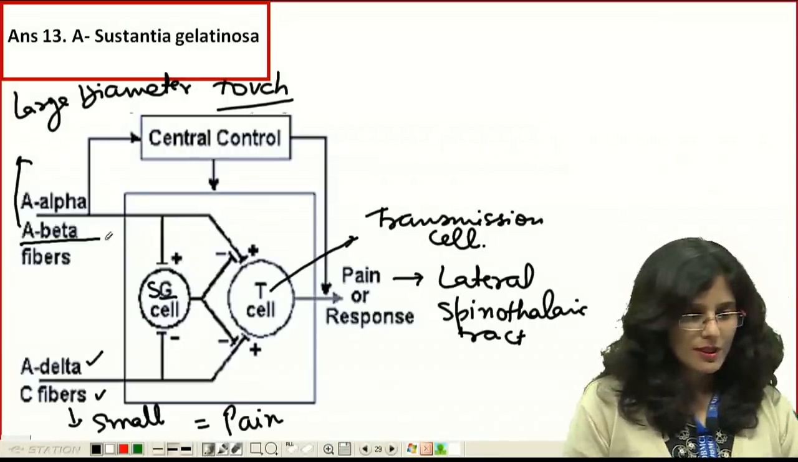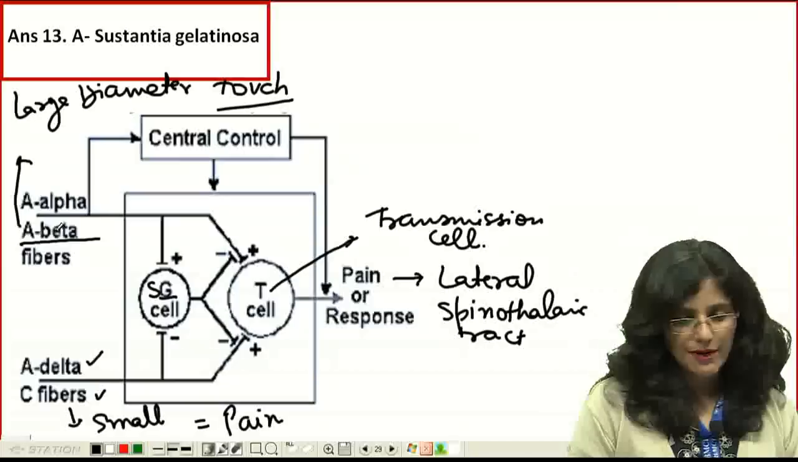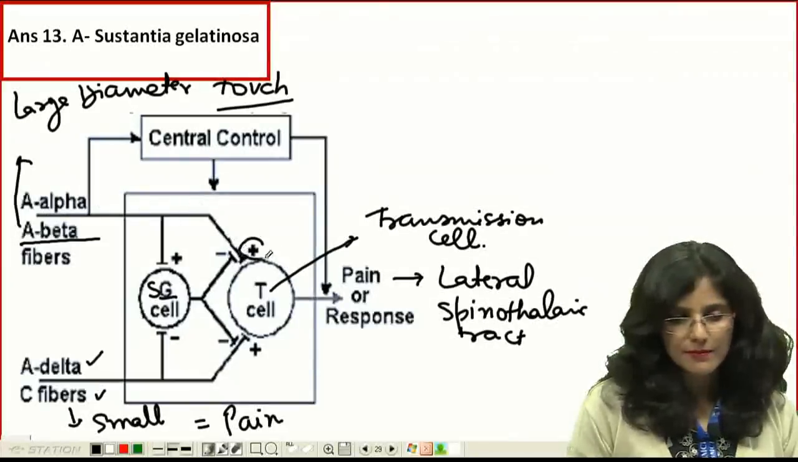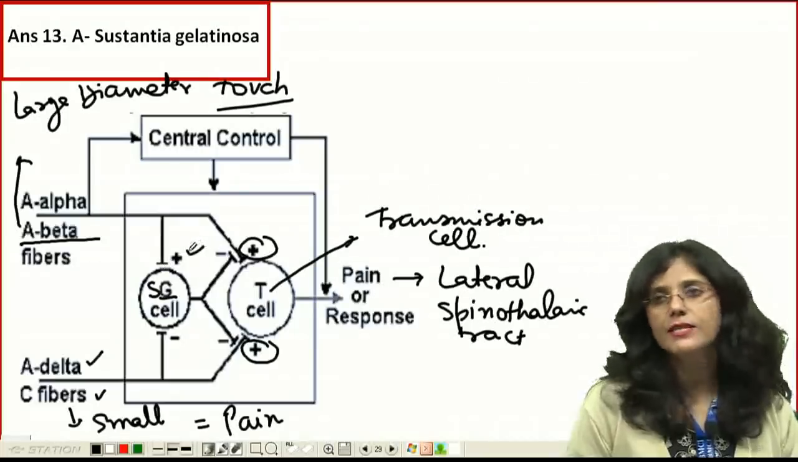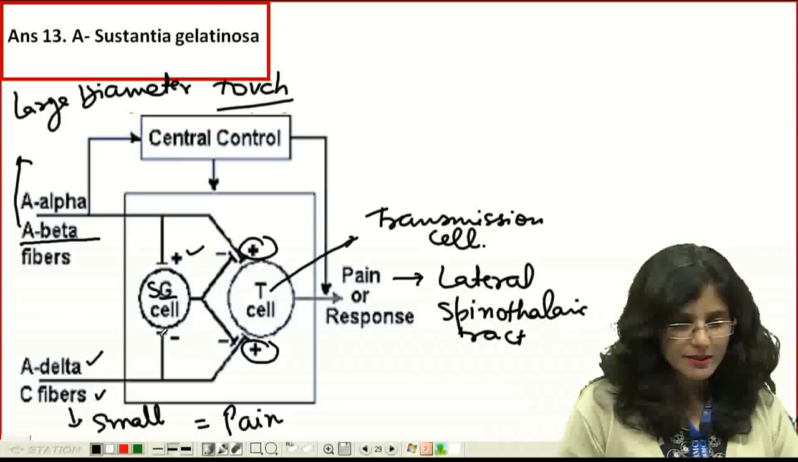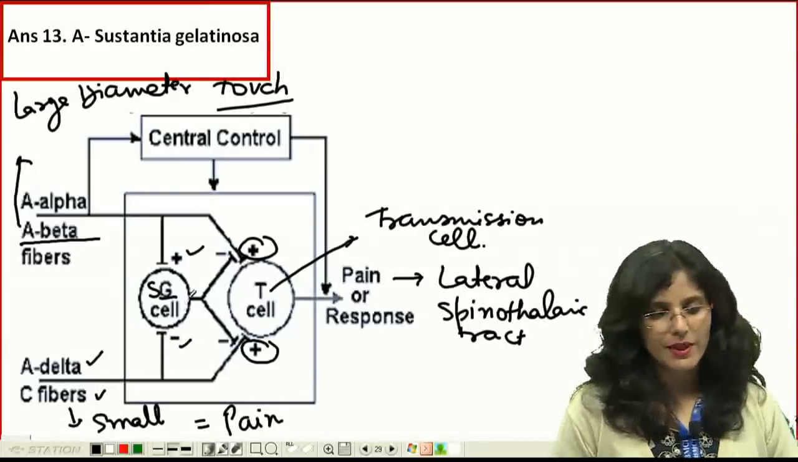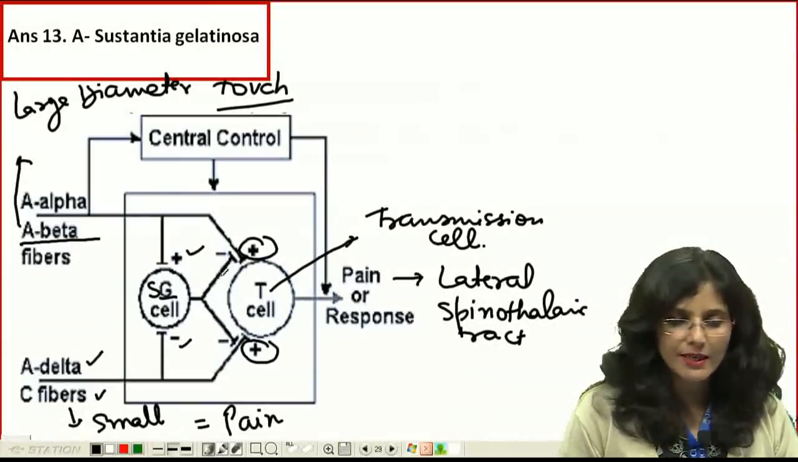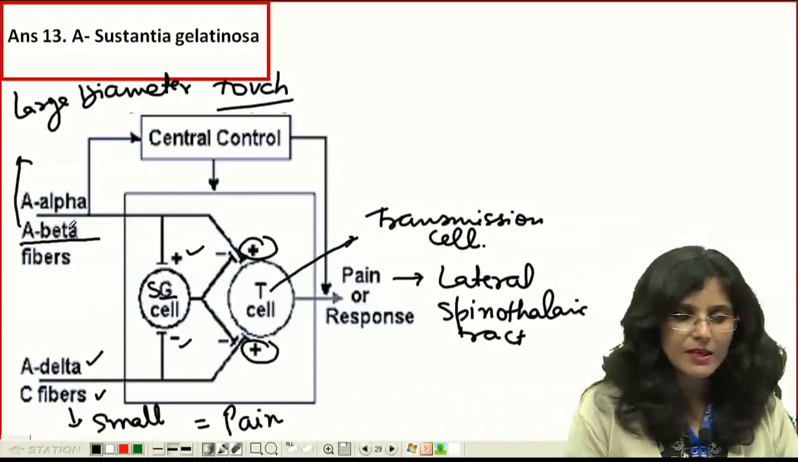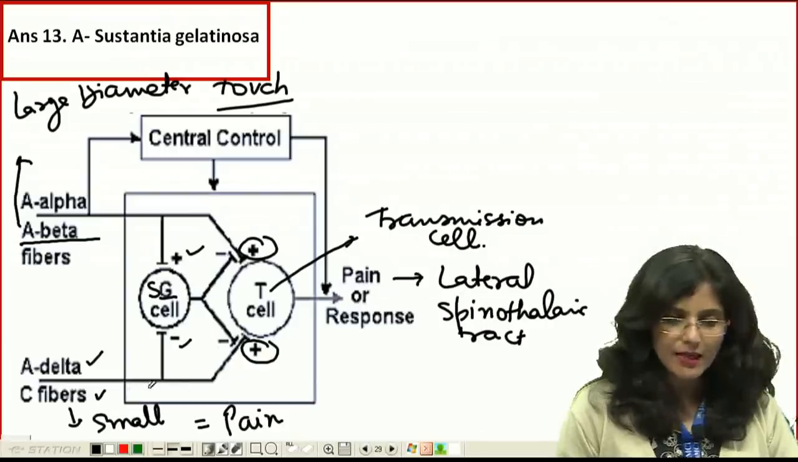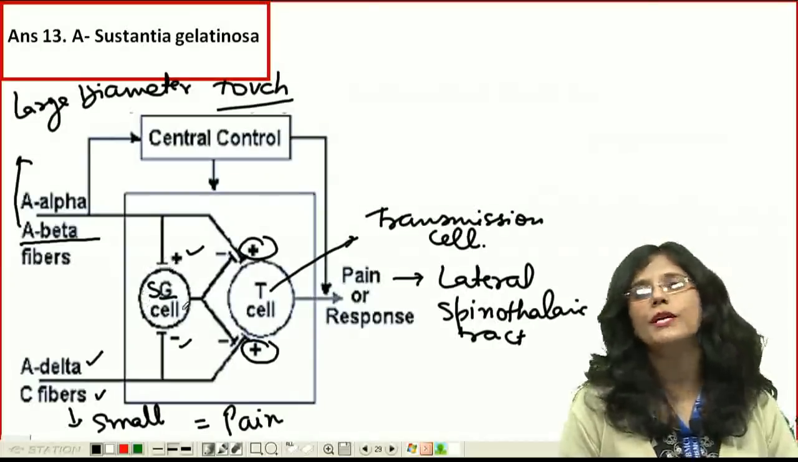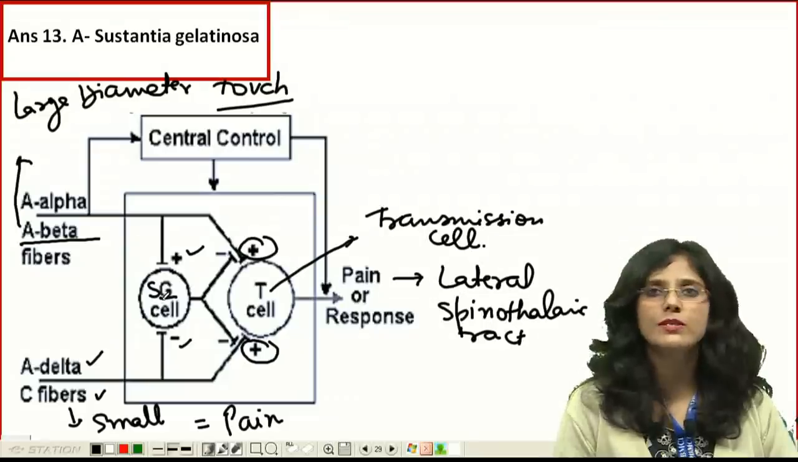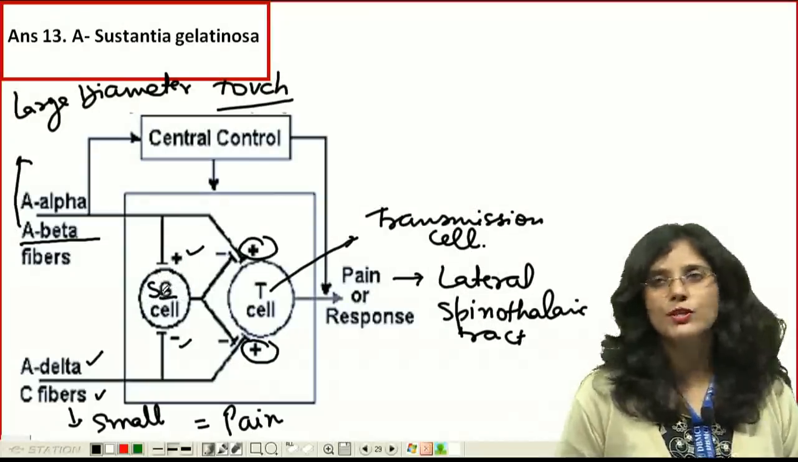If you see, the A beta fibers are also activating the T cells. The A delta fibers and C fibers are also activating the T cells. But the A beta fibers activate the SG cells, and the A delta fibers and C fibers inhibit the SG cells. And these SG cells finally inhibit both the afferents coming from the large diameter A beta fibers, as well as the afferents coming from the A delta fibers or the pain fibers. And this is the modulating cell. The substantia gelatinosa is very important for this modulation of pain.